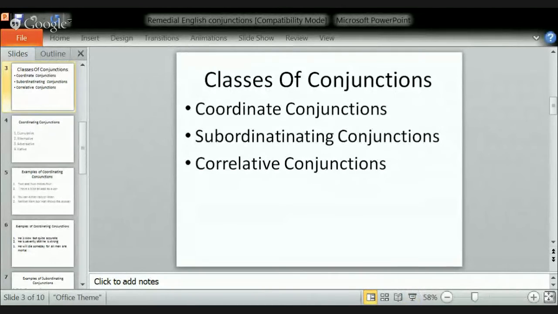So that's what I said. Today's remedial English, which we call RE, is meaningful links, which is on conjunction, right? So let's look into this particular session. I hope you'll enjoy this session on conjunctions.